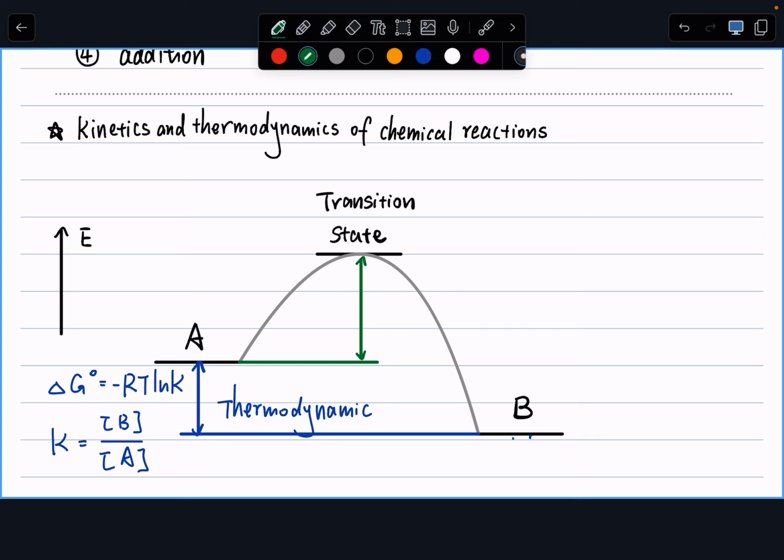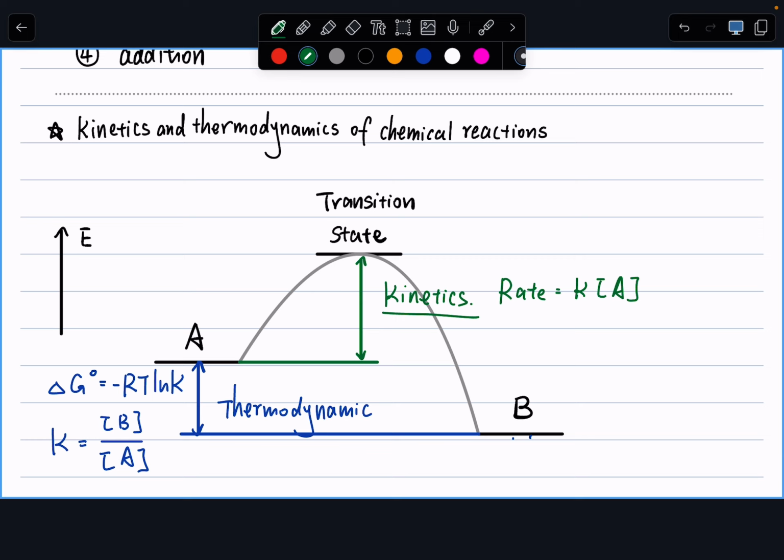So we have a different factor called kinetics, where the rate of a chemical reaction is a rate constant times the concentration of the reactant. All right, so the kinetics tells you how fast your reaction takes place. So it's very common that you can have a thermodynamically favorable reaction, but the rate of the reaction is so low that you'll never observe that reaction take place.